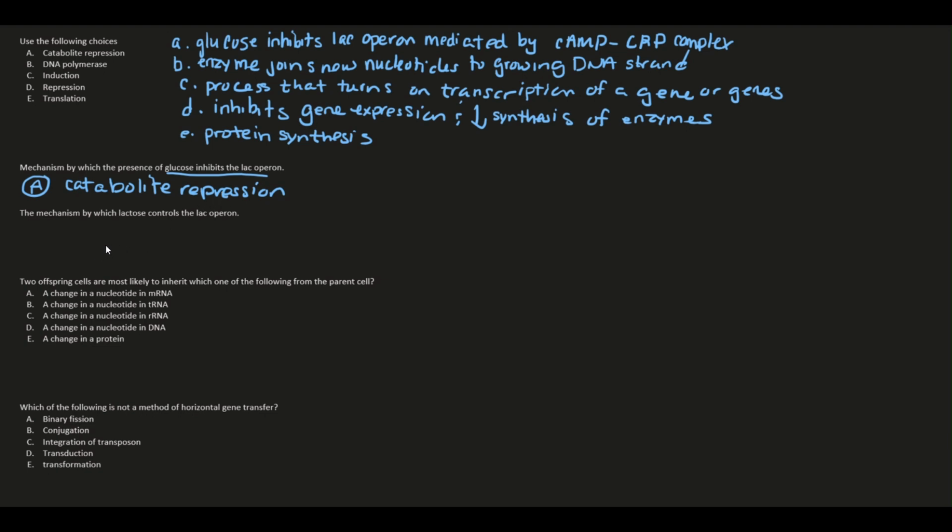Next one, the mechanism by which lactose controls the lac operon. Which one controls the lac operon? Lactose controls the lac operon. The process that turns on transcription of a gene or genes. The answer is C. And that is induction.